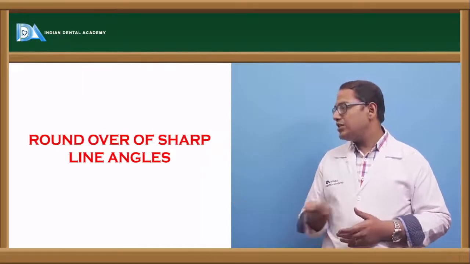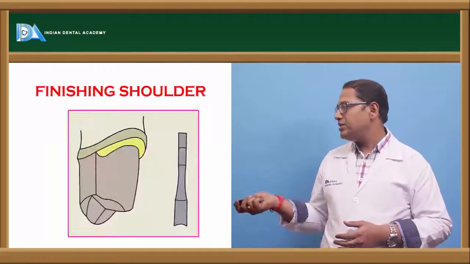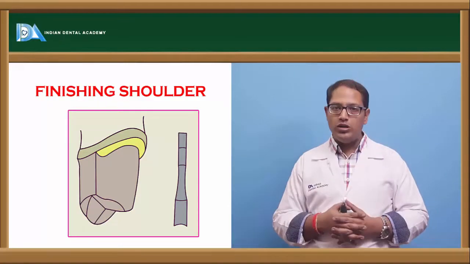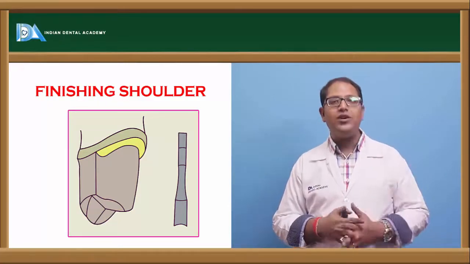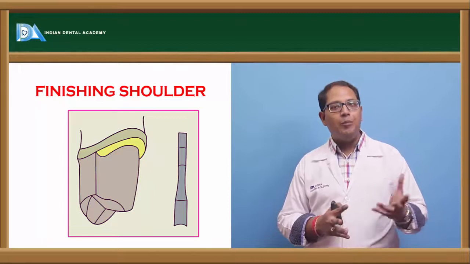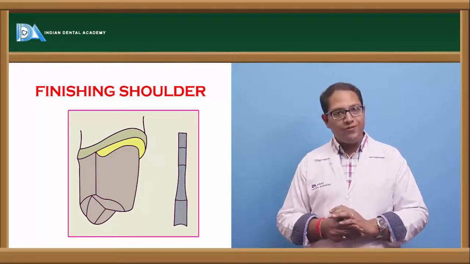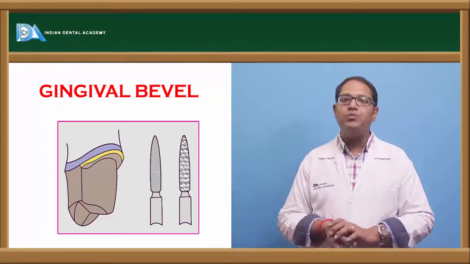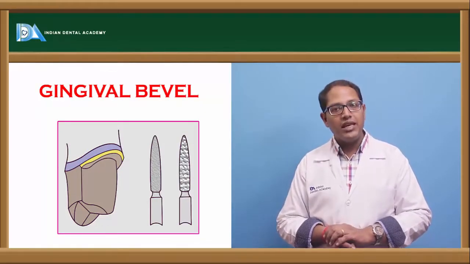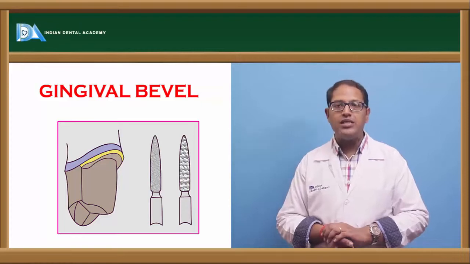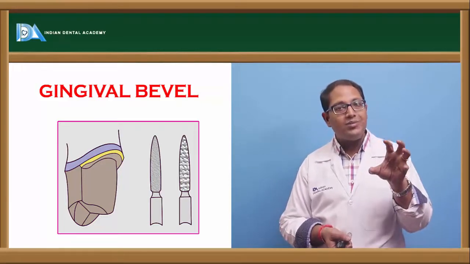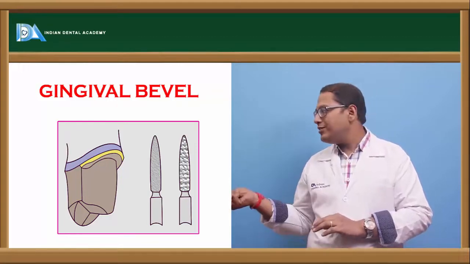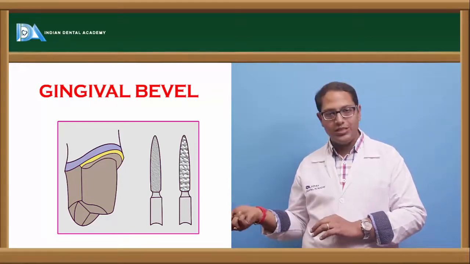So finishing is important. Rounding over the sharp angles is important, and finishing the shoulder is important. You have to finish the entire shoulder line. If you have a chamfer on the particular lingual side or palatal side, you have to finish the chamfer as well. The margins have to be finished. Gingival bevel is again important at times. Gingival bevel is required because your tooth will also get supported in the cervical area with the help of the crown which is coming. So that gingival bevel in this region is also important.